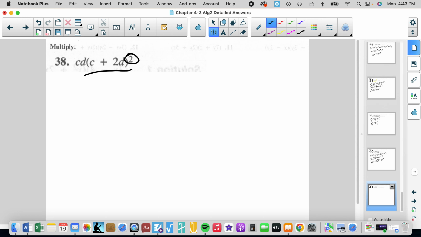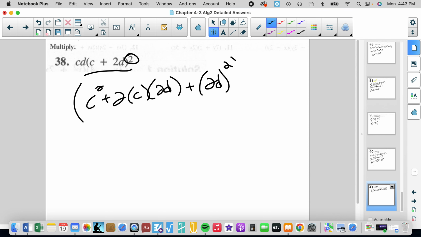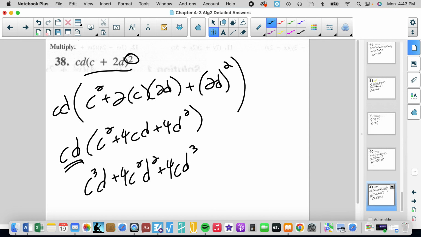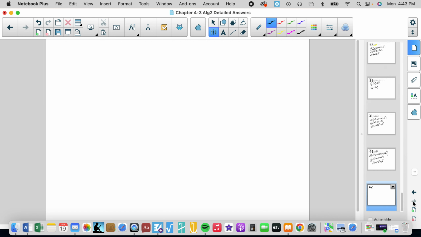Let's square this first. That's a binomial square. So we get c squared plus 2 times a times b plus b squared, and that's outside the CD. So CD times C squared plus 4CD plus 4D squared. Now distribute the CD into there. C to the third D plus 4C squared D squared plus 4CD to the third. And we're done.